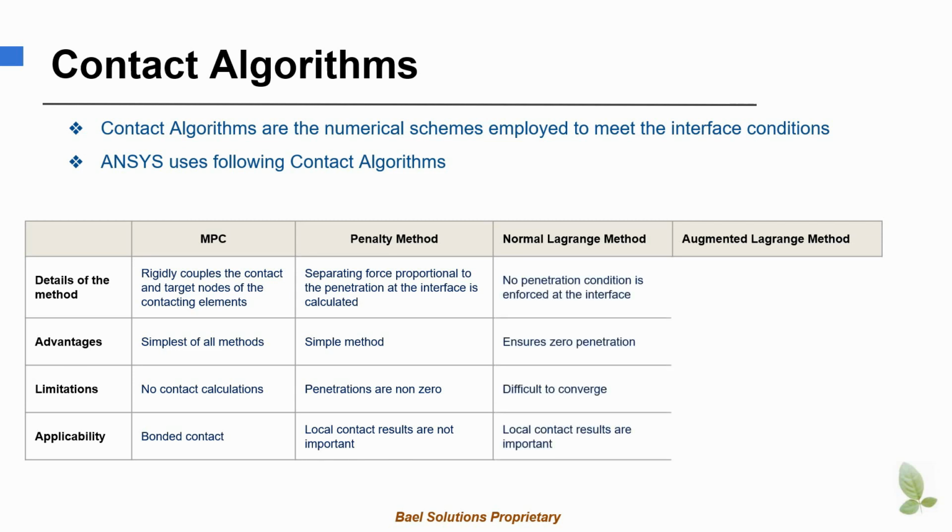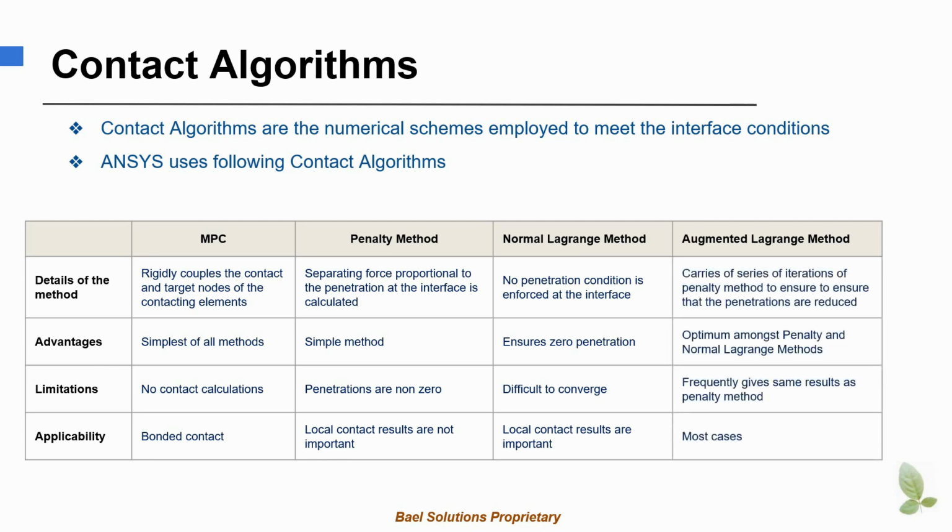Third is the normal Lagrange method. This method enforces a zero penetration condition. Therefore, penetrations predicted at the contact interface are negligibly small. This ensures accurate results at the contact location. However, because of the zero penetration condition enforced, contact solutions are often difficult to converge.